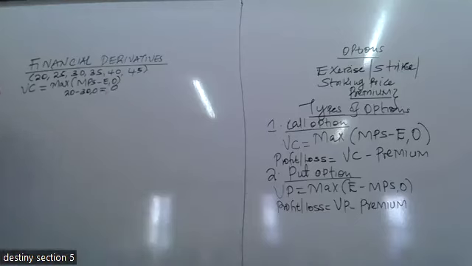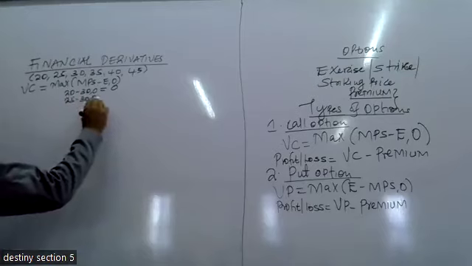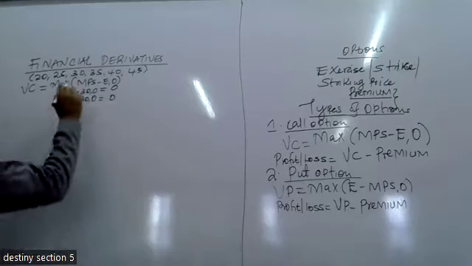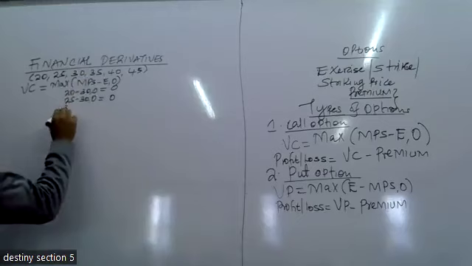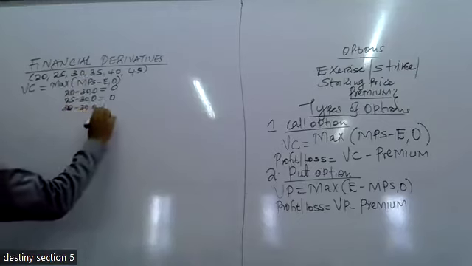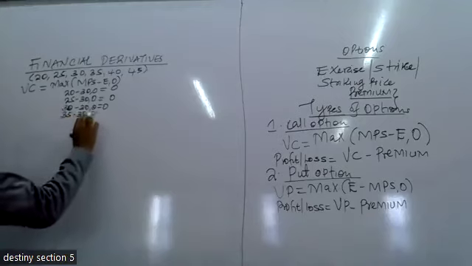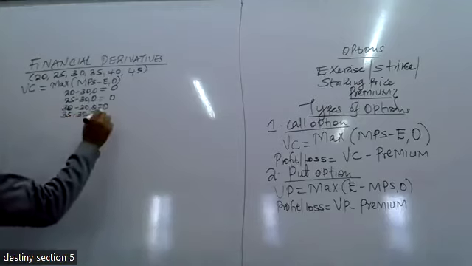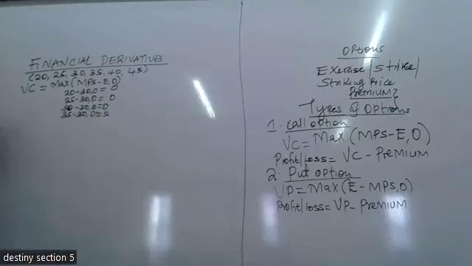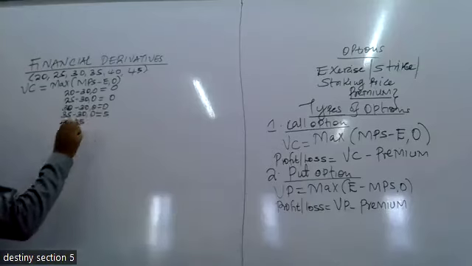In our case it is 0. The other one, on 25, is also 0. On 30, 30 minus 30 is 0, so the maximum is still 0. Then we also have 35 minus 30. You compare with 0, and the maximum here is 5. This is 40 minus 30.